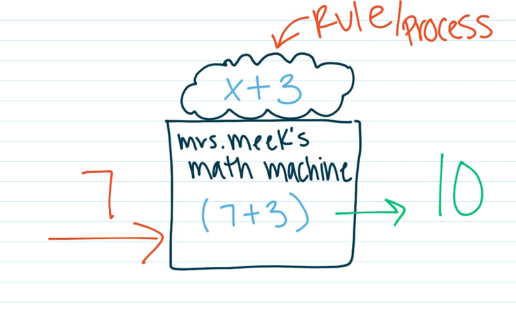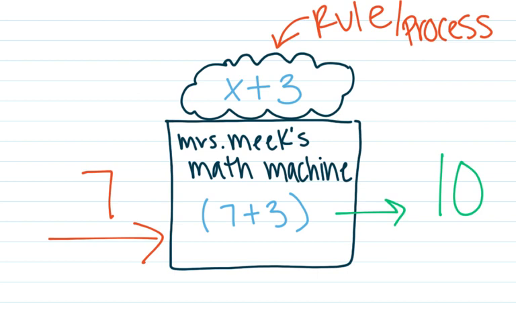So I'm going to plug a number into our machine. We're going to do some math to it, whether it's adding, multiplying, subtracting, dividing, whatever our rule or our process is, and it's going to take a number out. It's going to kick a number out to us. That is going to be our answer. That's going to be called our output.